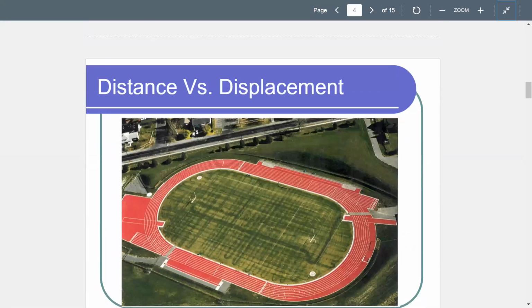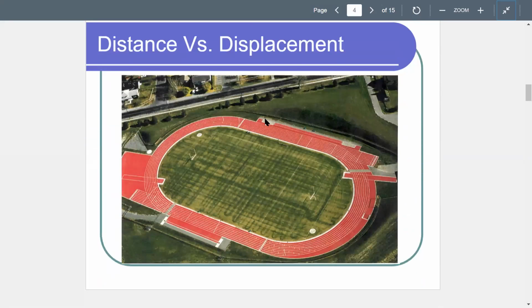So this comes together in a weird way in a track. If you think about it, and this is in your notes, if you have a 400-meter track here and you run all the way around it and you come back to the same place, your distance, which does not care about direction, it has absolutely no reference points, it's just the total number of steps taken, that would be 400 meters, because it's a 400-meter track.